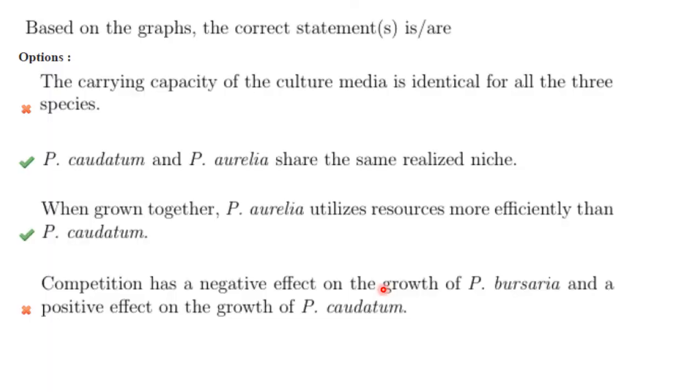So we will come to the options. The carrying capacity of the culture media is identical for all the 3 species. No. Paramecium caudatum and Paramecium aurelia share the same realized niche. I already told that. When grown together, Paramecium aurelia utilizes resources more efficiently than Paramecium caudatum. That is why its number increased. So that is also correct. Competition has a negative effect on the growth of Paramecium bursaria and a positive effect on the growth of Paramecium caudatum. Nothing like that. They both were growing at their own niches, and both the niches do not overlap each other, and they were able to avoid competition. So option D is wrong.